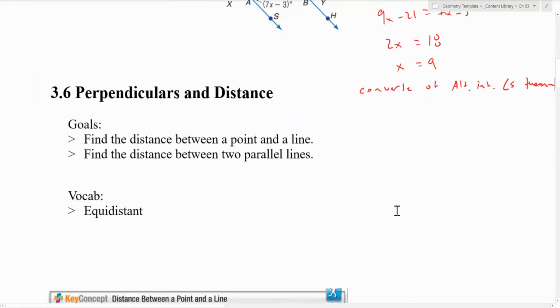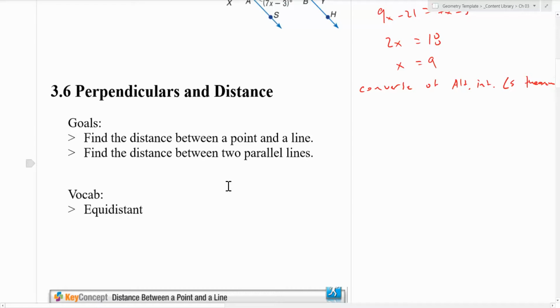Perpendiculars and distance. This is 3.6, guys. I hope you enjoyed the last video. Ooh, it was long and tiring to write. Once again, guys, I'm up at Cispus with the 7th graders, tearing it up with that crew and Loretta. I'll see you soon. Here we go.